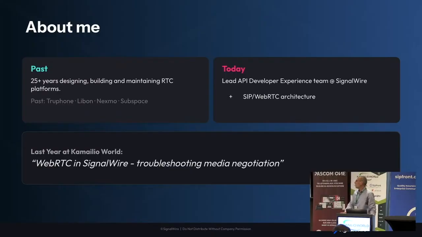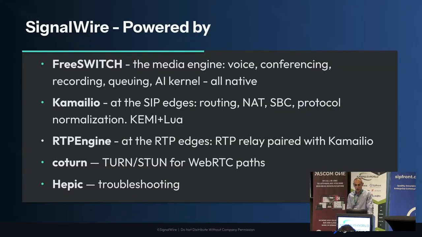Last year, I presented something at a very different abstraction level, focused on troubleshooting media negotiation on WebRTC calls. So, as you probably know, SignalWire is built on top of FreeSWITCH, which is the media engine and is managing most of the media interaction and processing, including an AI kernel. Kamailio is a key component. It works at the edges. We also use KEMI and Lua, and it is, in fact, very, very cool, and we can do a lot of stuff with it.